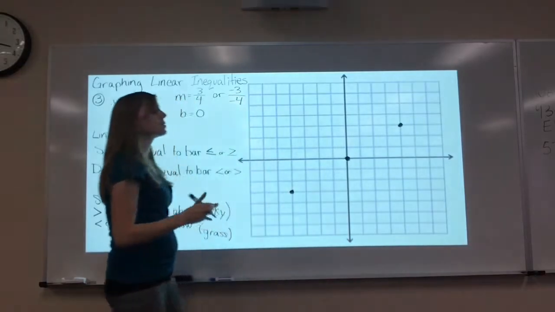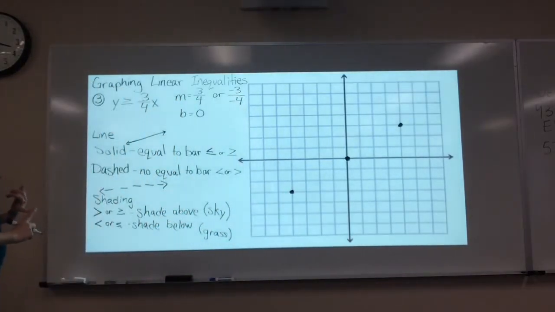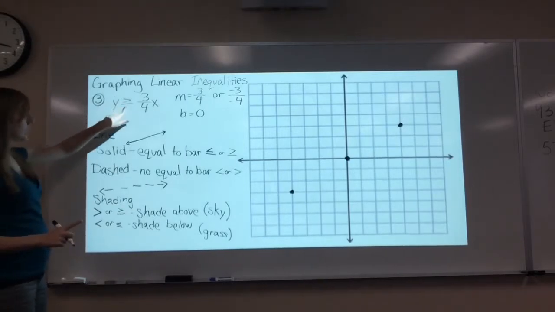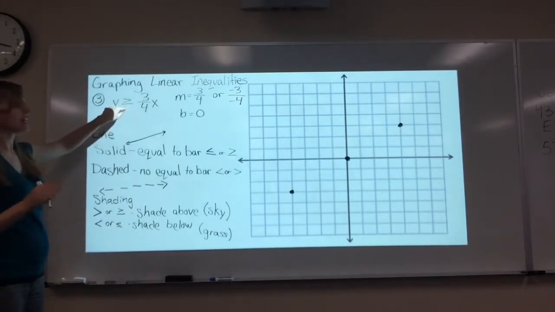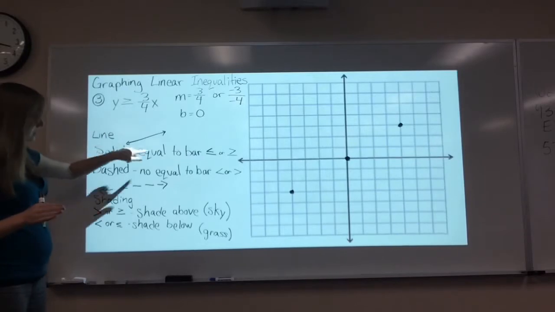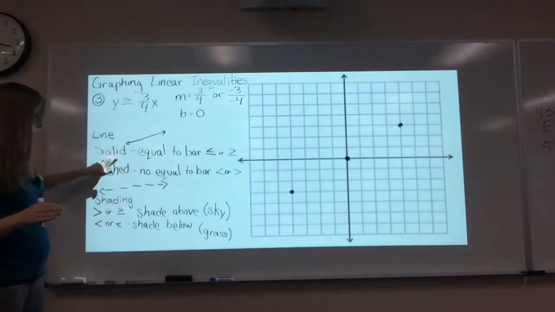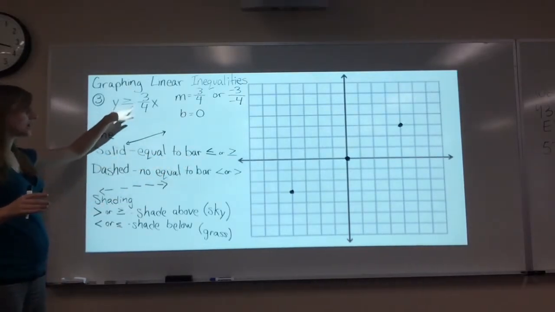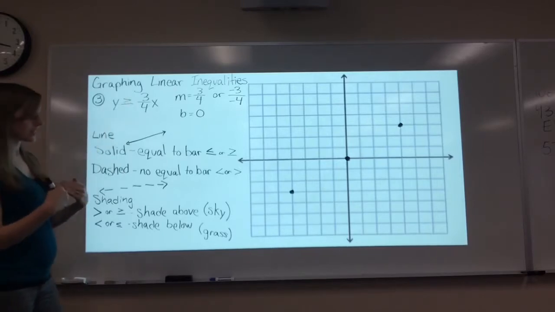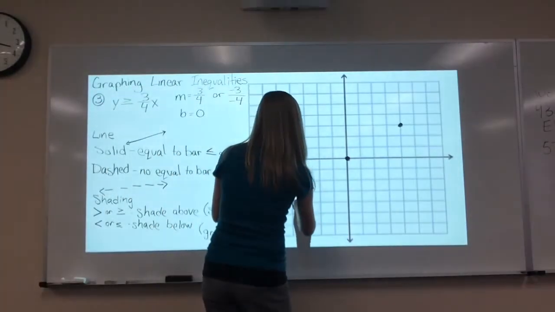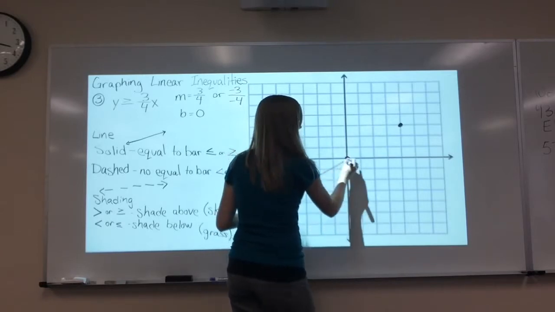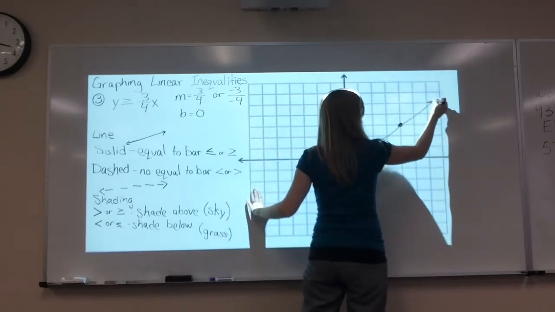Once we've plotted our points, we need to decide if this is going to be a solid or dashed line. Looking at the inequality, we have an equal to bar. That means equal to bar, solid line. So there's a solid line under the inequality, my line is going to be solid. So I connect my points with a solid line, no breaks.